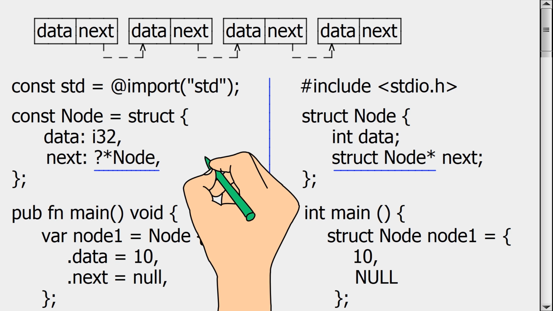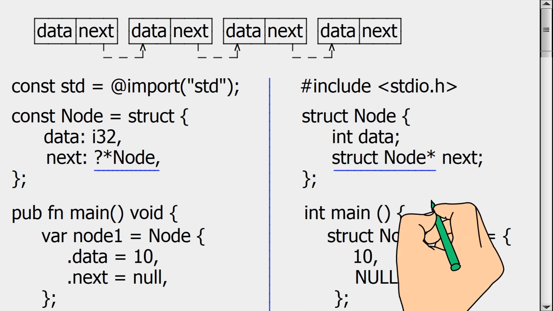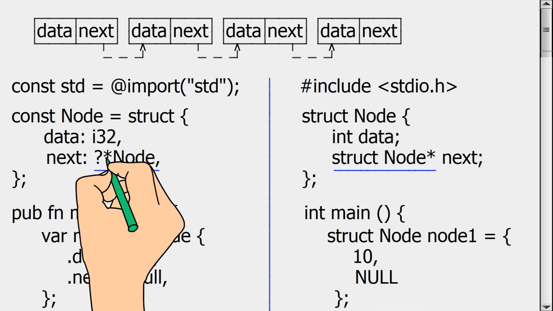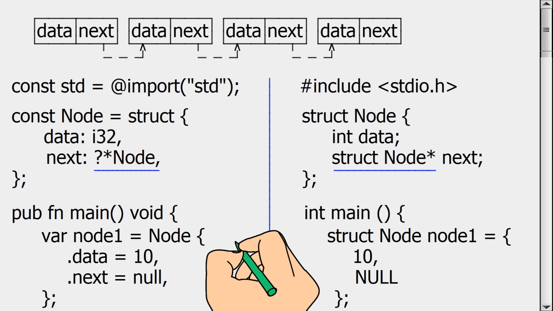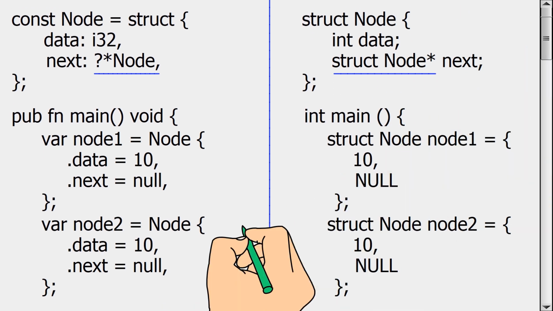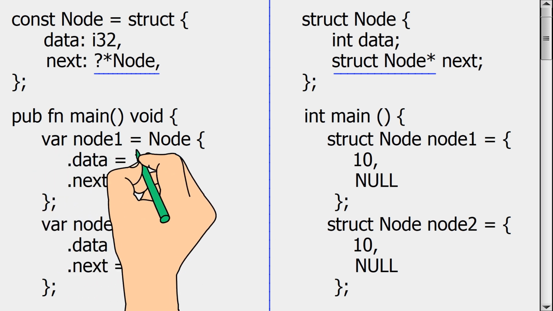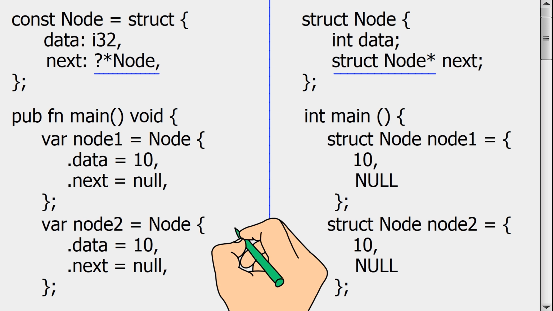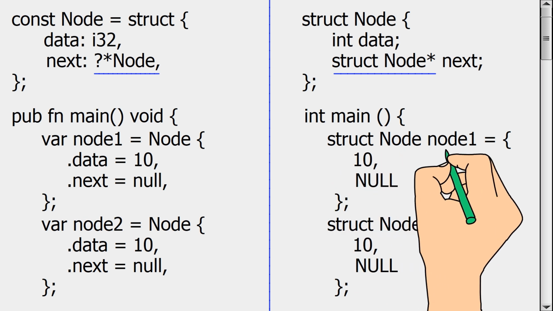This is a very simple example, so the implementation of the structure looks almost identical in C and Zig. However, in Zig we use an optional type. Let's see how it works. We create an instance of the structure named node1. Since we don't yet know what the next node will be, we assign the value null to the field next. We create exactly the same structure in C.